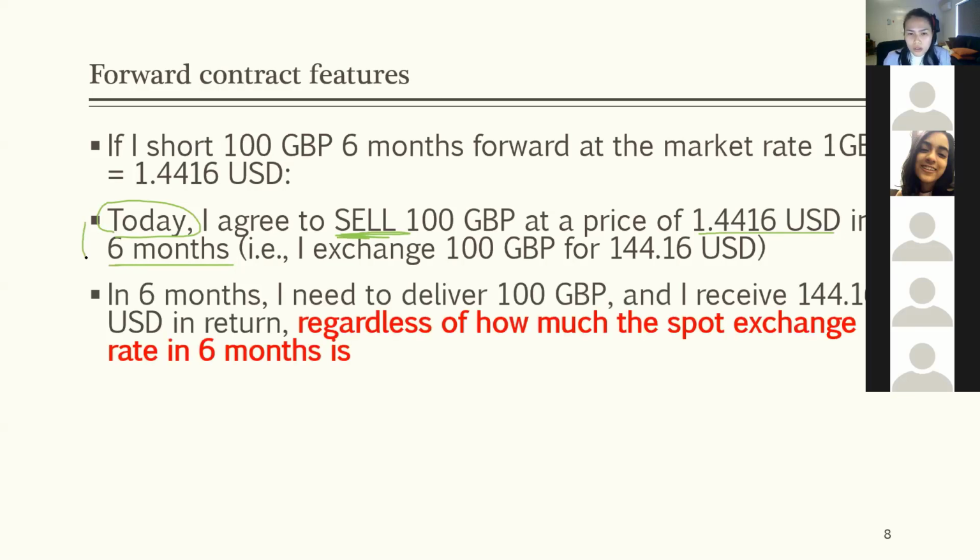So this contract is going to hold regardless of how much the spot exchange rate is going to be in 6 months. Okay. So in the future, it doesn't matter what the exchange rate is, I'm going to sell the pounds at 1.4416 regardless. Okay.